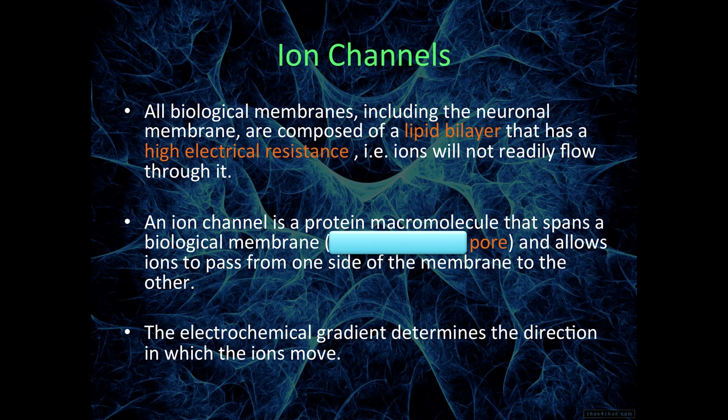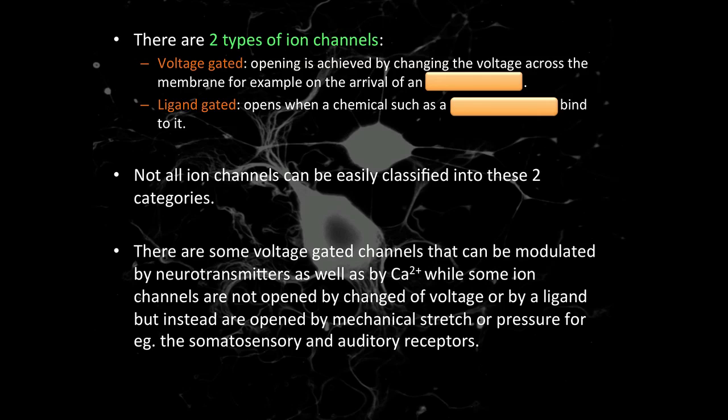So what do we know from our protein chemistry and so on, from our membranes? What is a protein that spans the whole membrane? What do we call that? Exactly, we call that a transmembrane. Alright, so let's read it over. An ion channel is a protein macromolecule that spans a biological membrane, so we call it a transmembrane pore, and allows ions to pass from one side of the membrane to the other. The electrical gradient determines the direction in which the ions move. Alright, so there are two types of ion channels. There will be the voltage gated. An opening is achieved by changing the voltage across the membrane, for example, on the arrival of a, so what do you think it will be? Right, it will be an arrival of an action potential.